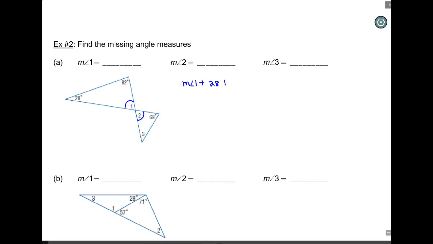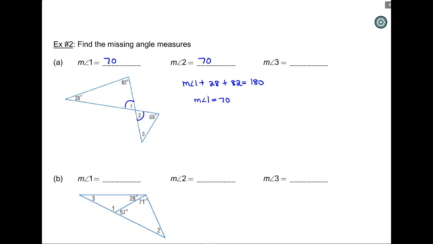So we know these 3 angles have to add up to 180. Raise your hand if you have the answer for that. Paul? 70. The measure of angle 1 is 70, which makes angle 2 also 70. Vertical angles are congruent, vertical angles theorem.